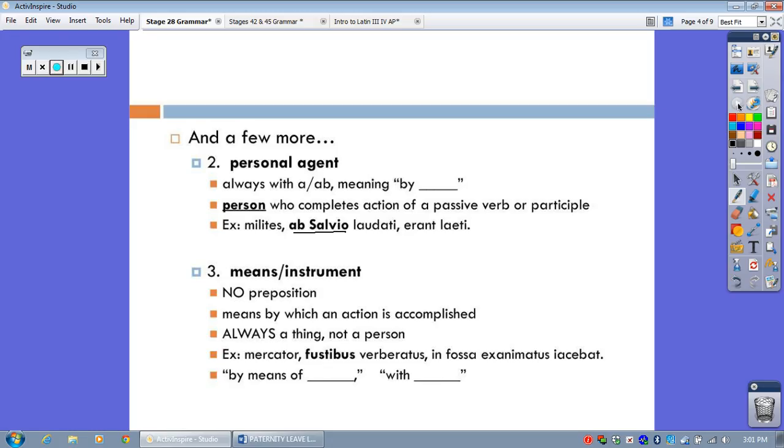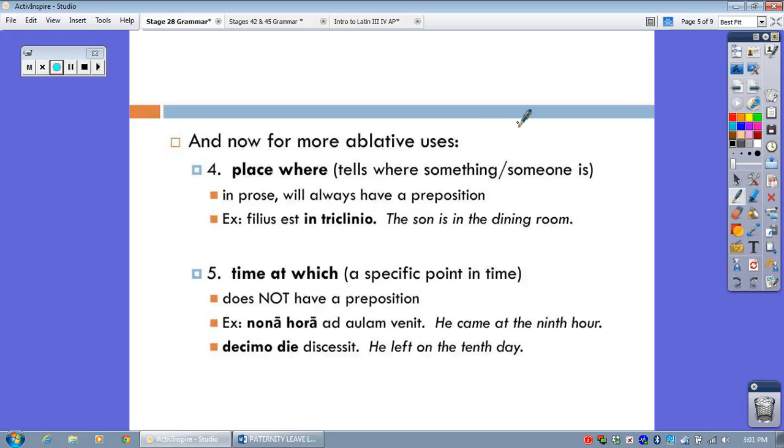So there you have it. Now we're going to learn a few more, and these are really not that hard. So here are some new uses of the ablative case. There's something called an ablative of place where. It tells you where something or somebody is. And in prose, in other words, not in poetry, it will always have a preposition.